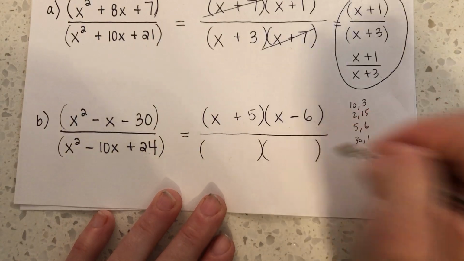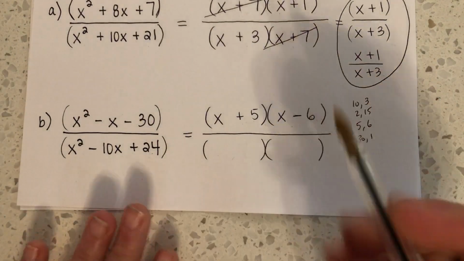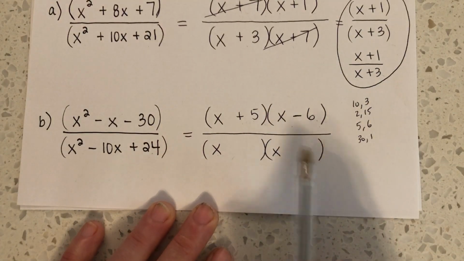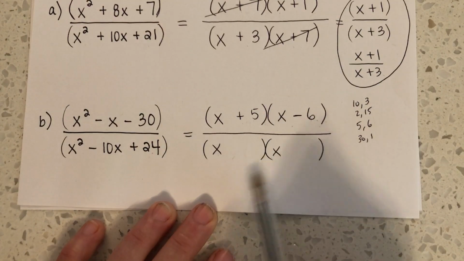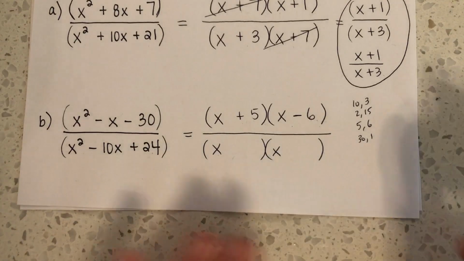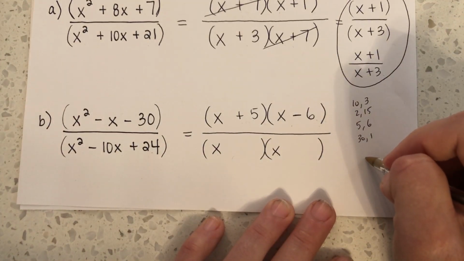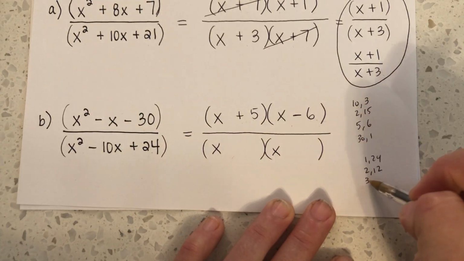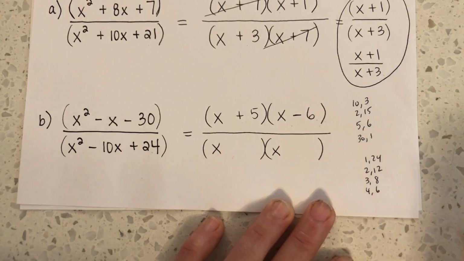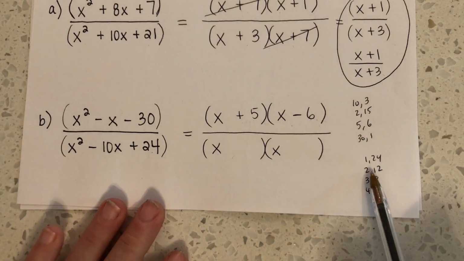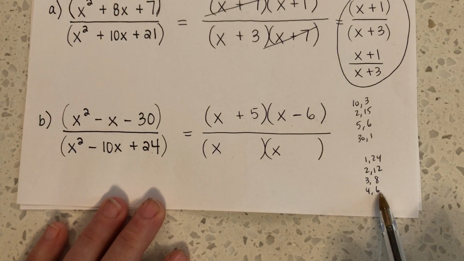So give yourself some factors. What times what gets me x squared? X and x. Whatever number I put here and here better multiply to 24, and then my rainbows better add up to those negative 10x's. So what numbers could I put here? Well, what numbers do you know multiply to 24? 1 and 24, 2 and 12, 3 and 8, 4 and 6. Who's got a shot of going to 10? Well, technically there's 2 and 12 and 4 and 6, right?